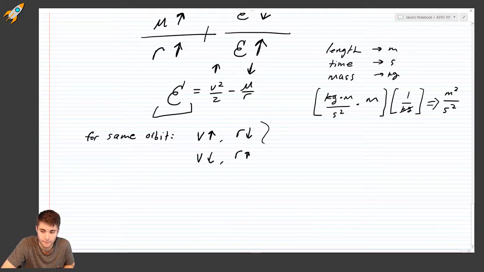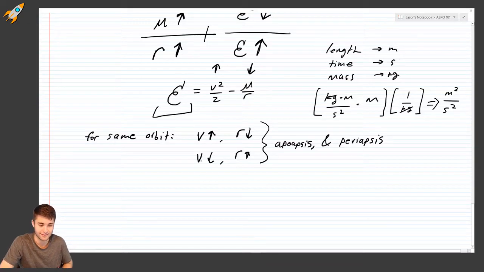All right. We know these as the apoapsis and periapsis of an orbit, where at your periapsis, your position vector is the smallest and your velocity is the highest, and then at your apoapsis, your velocity is the lowest and your position vector is the highest.